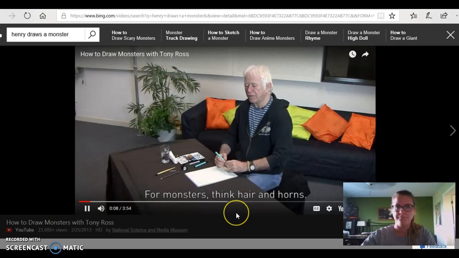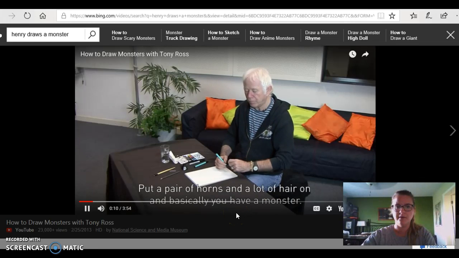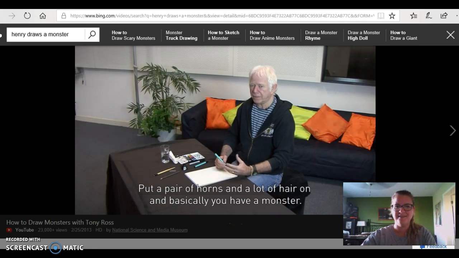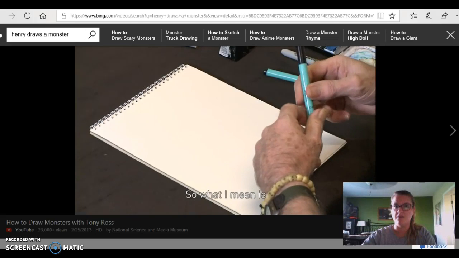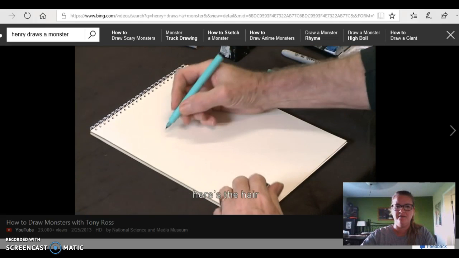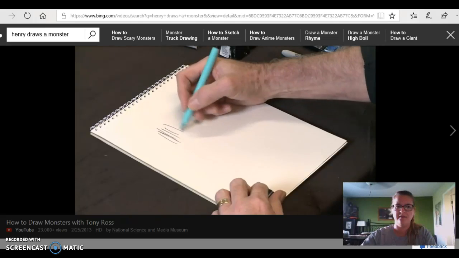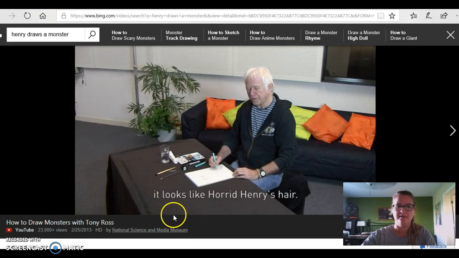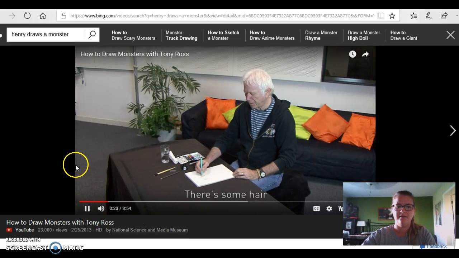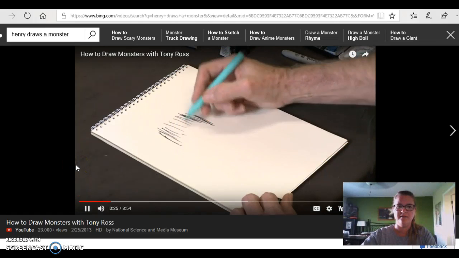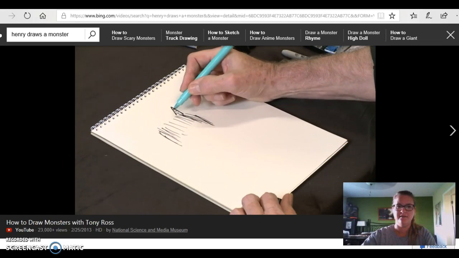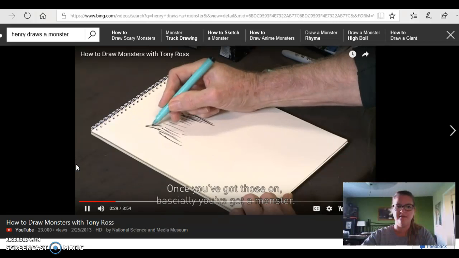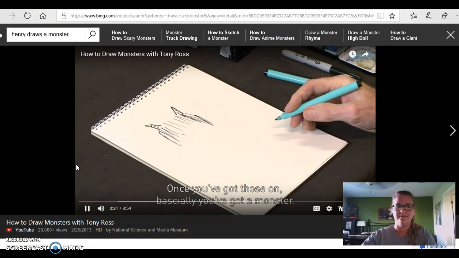So monsters, think hair and horns. Put a pair of horns and a lot of hair on, and basically you have a monster. Here's the hair. Like Horrid Henry's hair. There's some hair. And horns. Once you've got those on, basically you've got a monster.